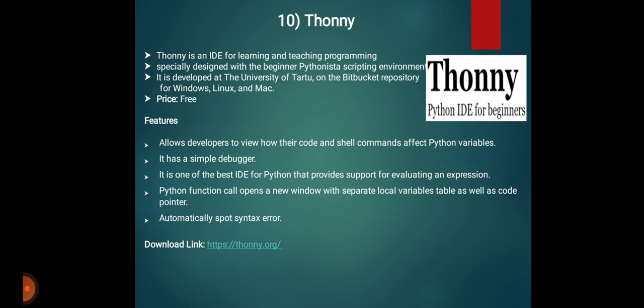Then it has some features like it allows developers to view how their code and shell commands affect Python variables. It has a simple debugger. Then it is one of the best IDEs for Python that provides support for evaluating an expression. Then a Python function call opens a new window with a separate local variables table as well as a code pointer. Again, it automatically spots syntax errors. So these are some features of Thonny, and here I am providing the downloading link of the Thonny tool.